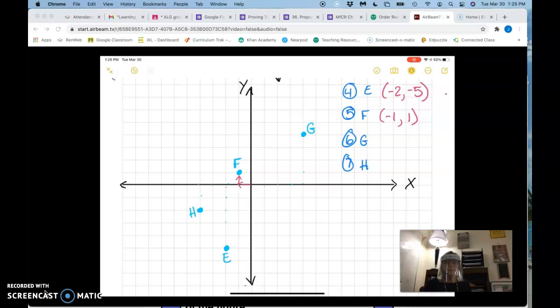How about G? +4, I'll give you. What's the second one? -4. +4 because we went up. This is good. You're doing great. Okay, so positive because we're in quadrant 1. Everything's positive in quadrant 1.